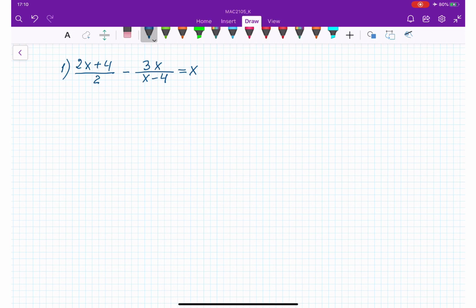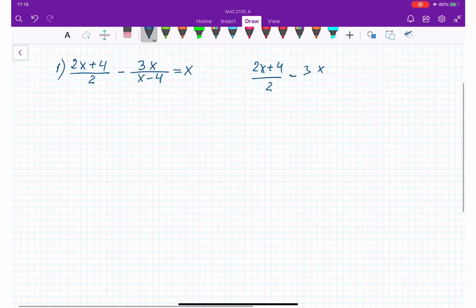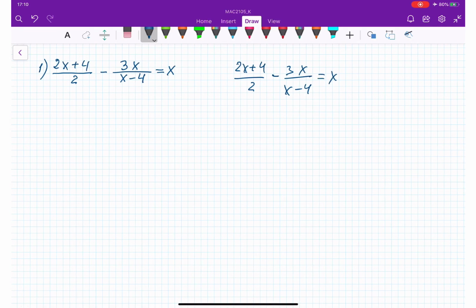Okay, let's solve this equation. So I'm going to write on this side so I can start working out (2x + 4)/2 minus 3x/(x - 4) equals x. So what do we have? We have an equation that has fractions.